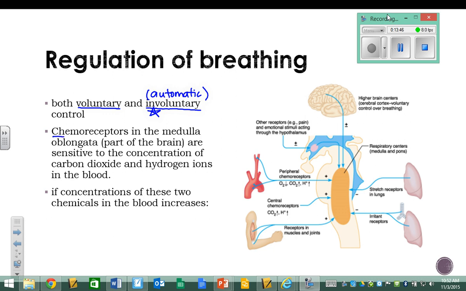So there are chemoreceptors. Look at the word in two parts. It's something that is receiving a chemical substance. These receptors are in the medulla oblongata, which is a part of your brain.